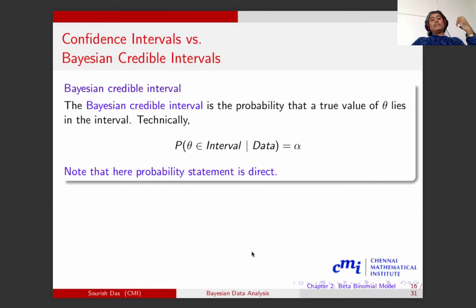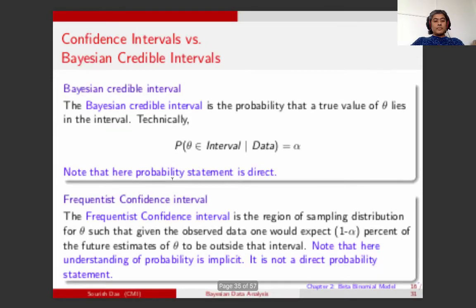A Bayesian credible interval is the probability that the true value theta lies in an interval. Technically, the probability that theta belongs to an interval given the data is alpha. Note that the probability statement here is very direct. It is an absolutely direct statement, with no goofing around.